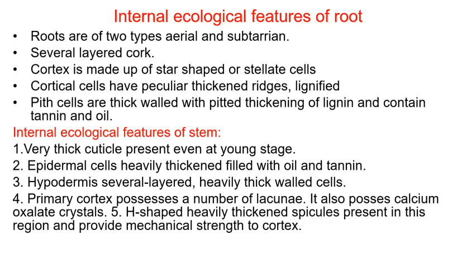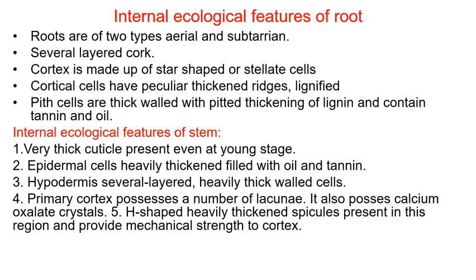Before completing, let us see what the internal ecological features of the leaf are. We have seen first the root system, then stem and leaves. In leaves, if we section, the cuticle is very well developed. Cortical cells are heavily thickened and many contain calcium oxalate crystals, the same as in the stem. Stomata are confined only to the lower surface and they are sunken, similar to xerophytes.